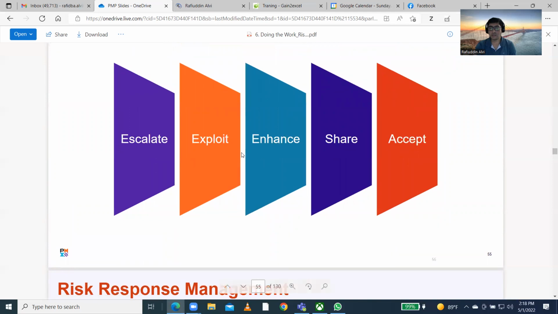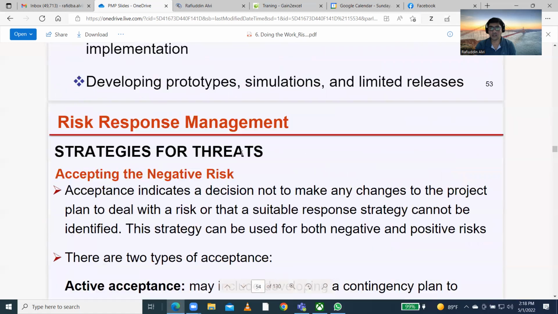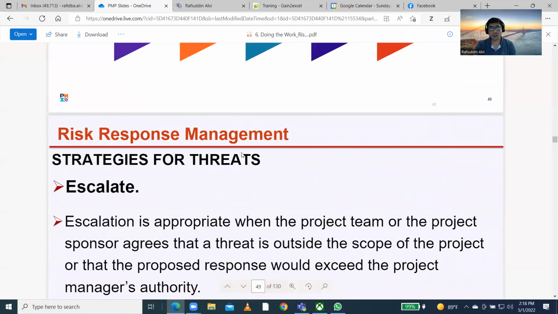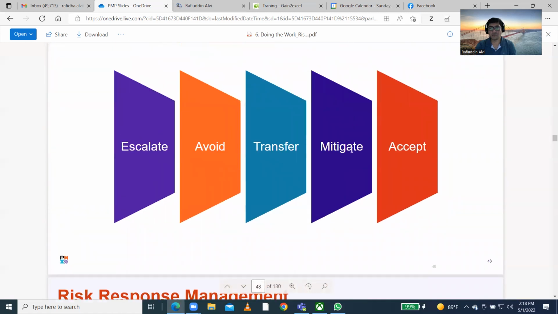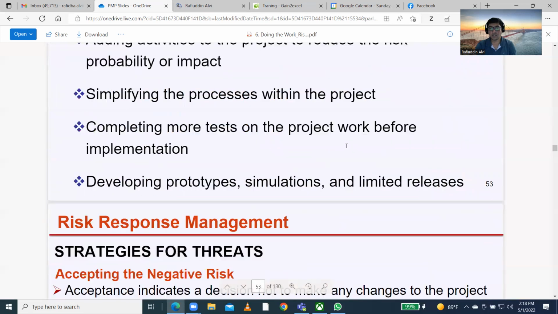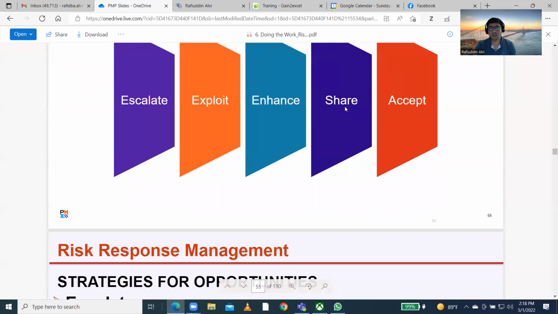Exploit and enhance are present in positive risk. You don't have them in negative risk. For exploit, in negative you have avoid. Then you have transfer, mitigate, like that. Here you have exploit, enhance, and share.